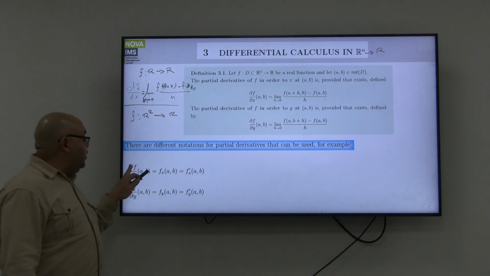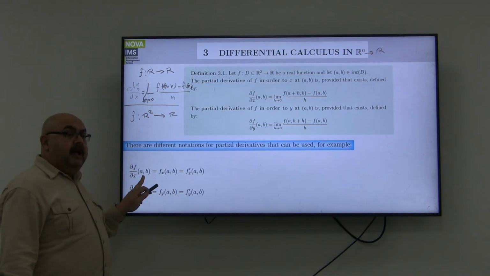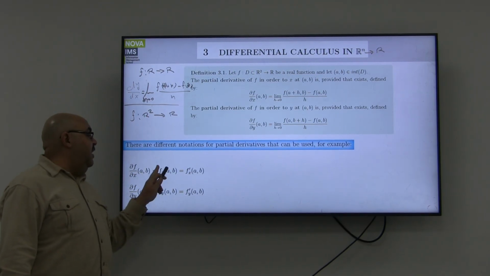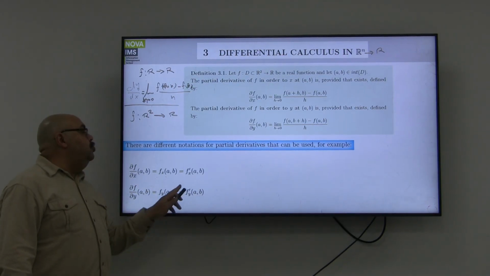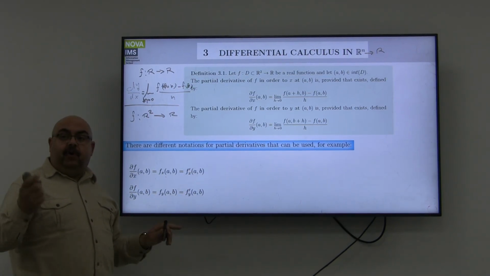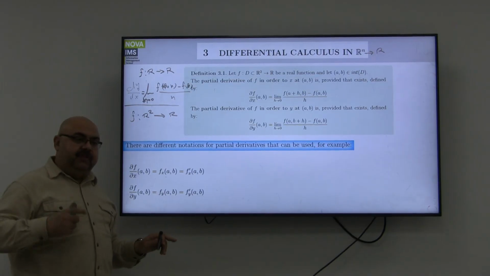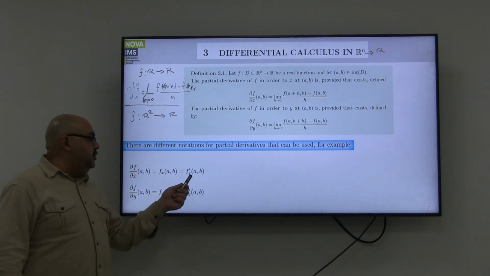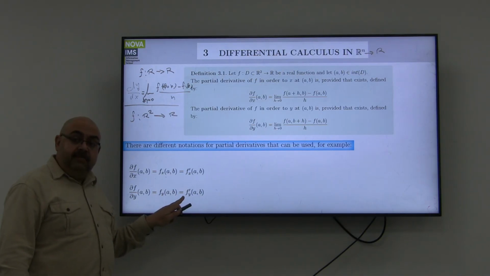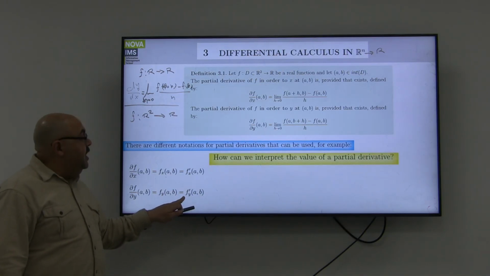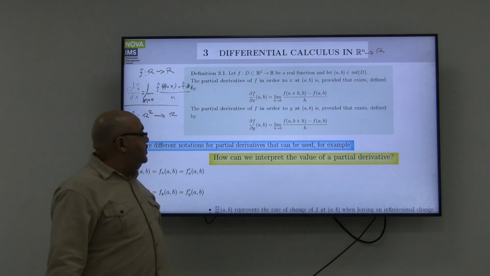If I wrote partial f, partial x of (a, b), I can also symbolize it by f sub x. Or use the dash to stand for the first derivative with respect to x. So any of these forms are exactly the same as you are using the first principle.